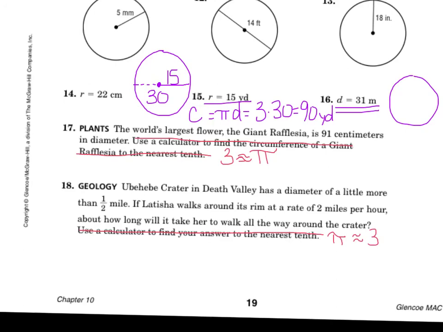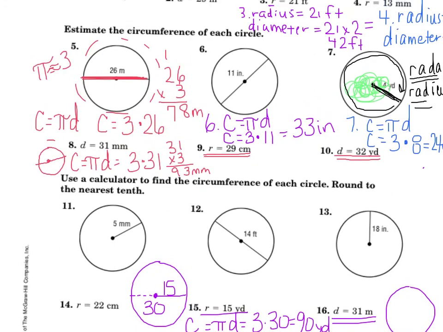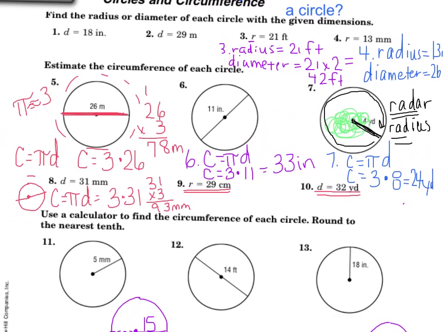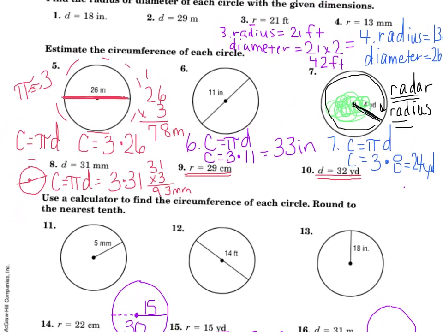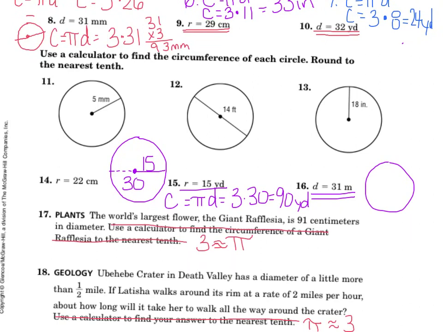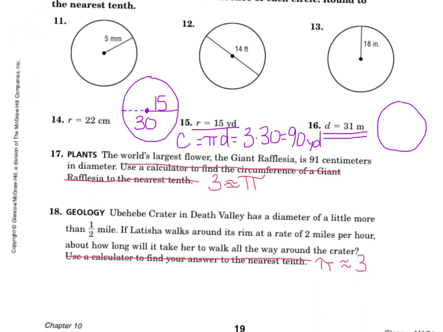Okay, so when I'm checking your paper before you take your quiz, I'm going to see numbers 9 and 10 solved. I'm going to see numbers 16, 17, and 18 solved. So that is 5 questions that you're responsible for before you take the quiz.